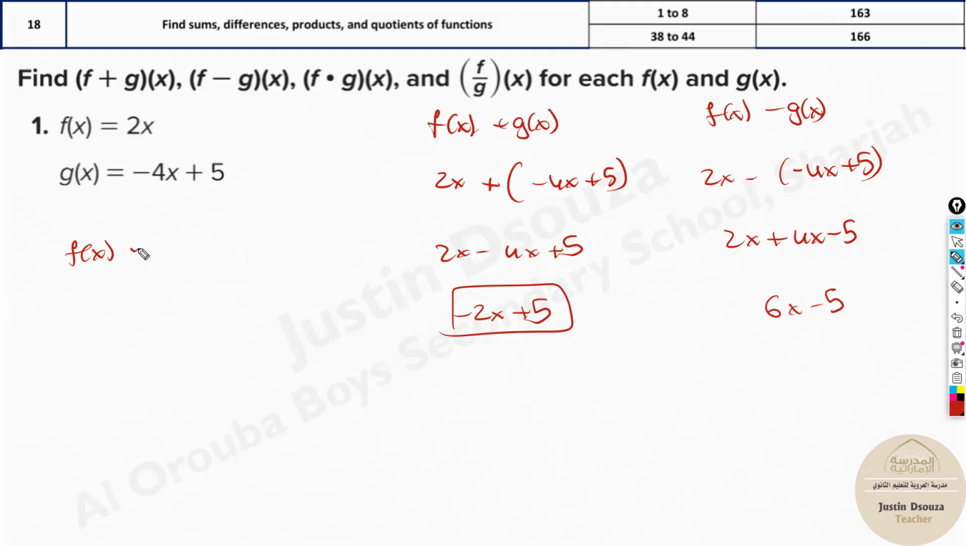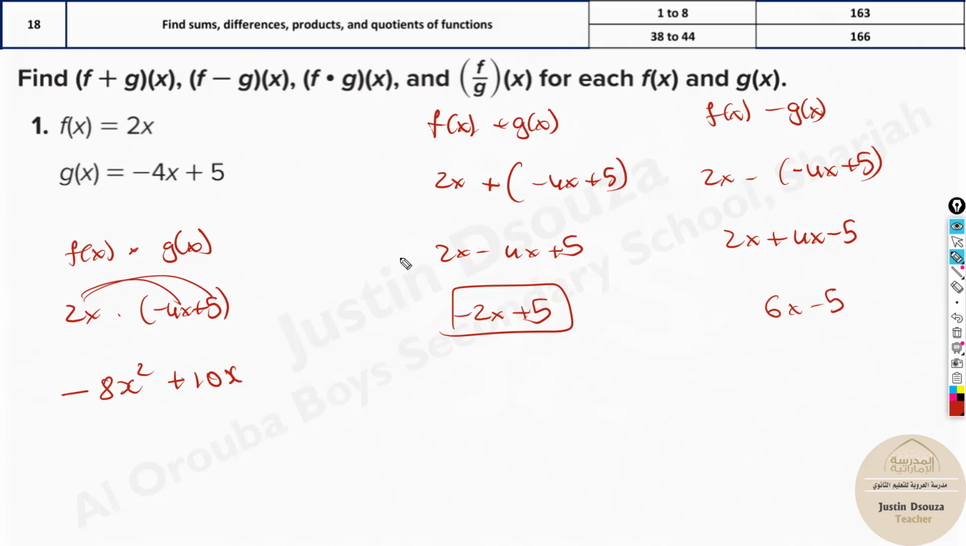F of x multiplied by g of x, and now over here we have 2x multiplied by minus 4x plus 5. If you have thought, what if we write g of x times f of x, the answer will be the same, but in a writing exam, make sure you write this. It's always the first function multiplied by the second function. So here 2x is multiplied, and it will be minus 8x squared. This multiplied here and here, distributed. So it will be minus 8x squared plus 10x, and this is the answer.